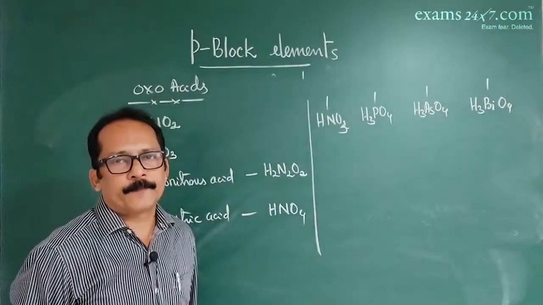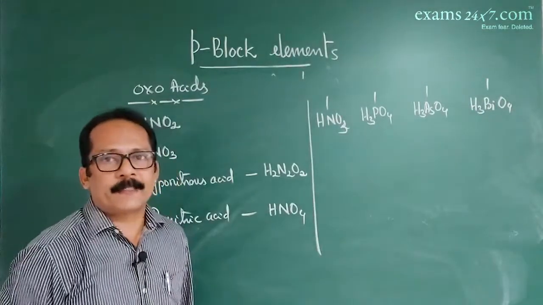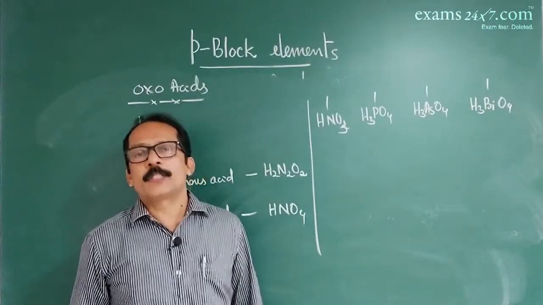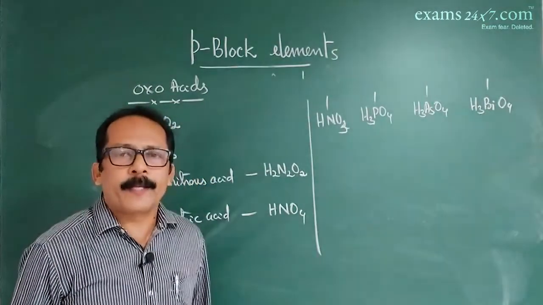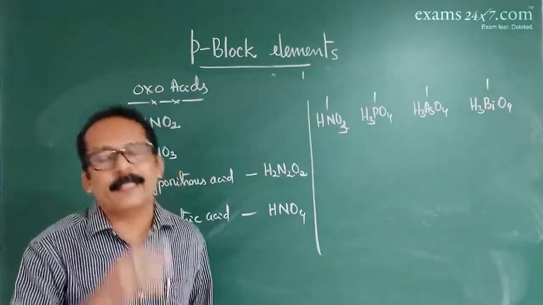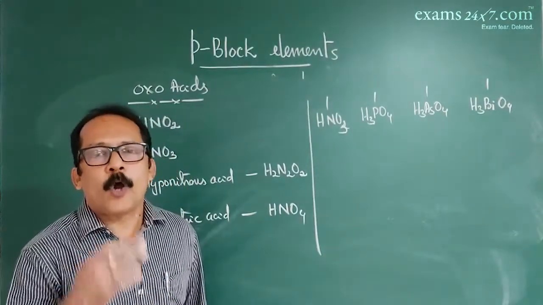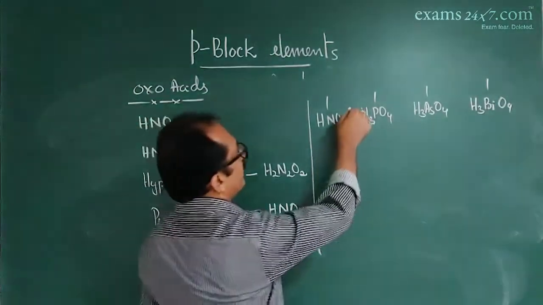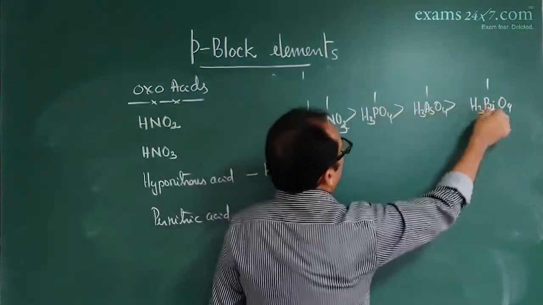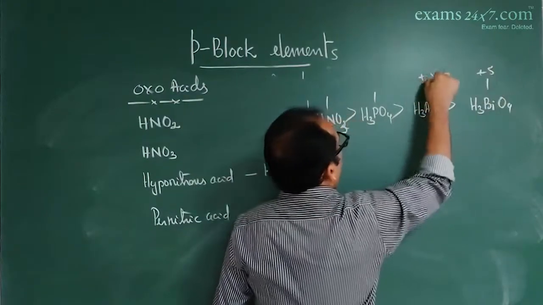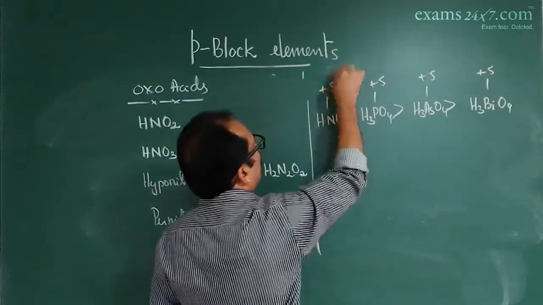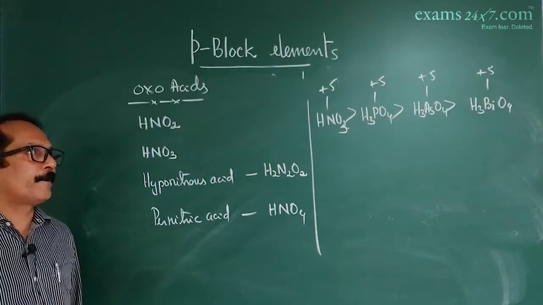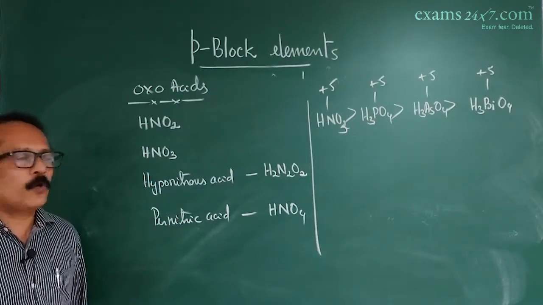So in this case, the stability depends on the electronegativity. So down the group, electronegativity decreases, and strength as well as stability decreases when the oxo acids are having the same oxidation state. So here this is the most stable. The least stable is, because since the oxidation state is the same, it depends on the electronegativity.